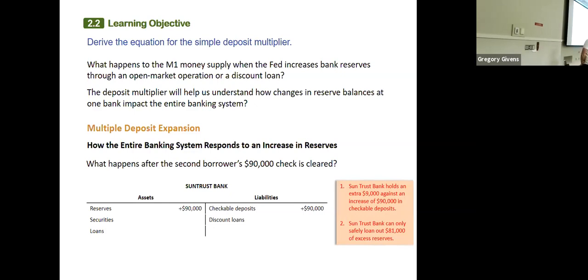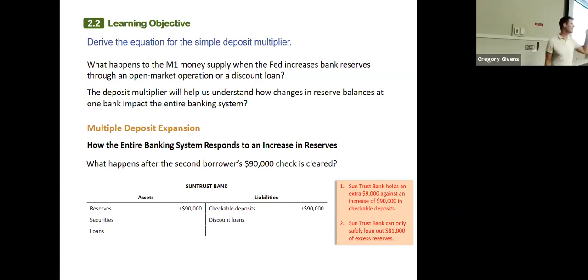Suntrust is no different than the rest of the banks here. They have a reserve requirement of 10%. So, James, when you deposit your $90,000 check, what happens to reserve requirements? What happens to required reserves versus excess reserves at Suntrust? If they have a required reserve ratio of 10%, required reserves will only go up by $9,000, which means that the bank's excess reserves go up by $81,000.